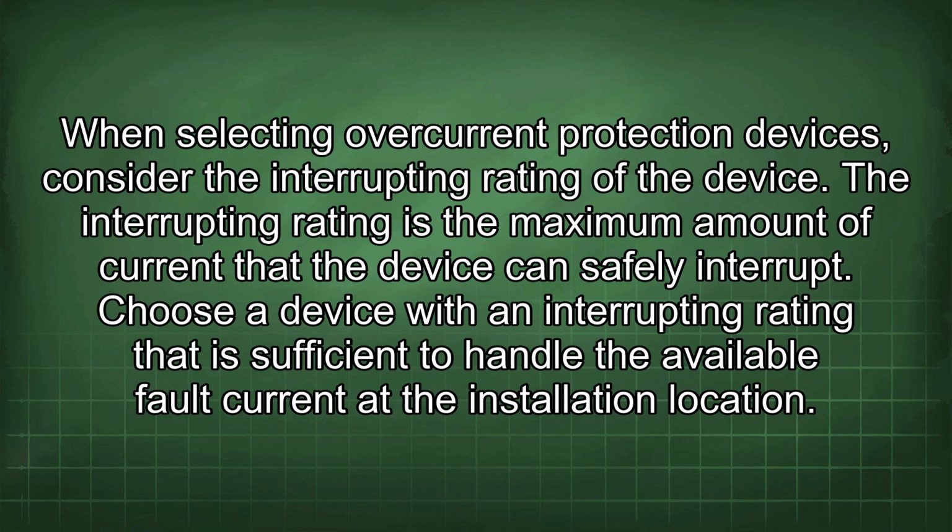When selecting overcurrent protection devices, consider the interrupting rating of the device. The interrupting rating is the maximum amount of current that the device can safely interrupt. Choose a device with an interrupting rating that is sufficient to handle the available fault current at the installation location.